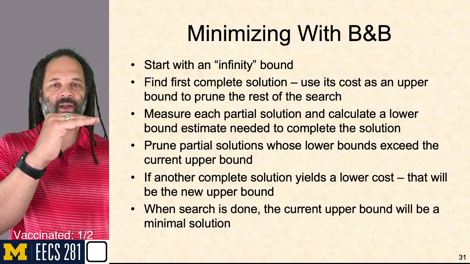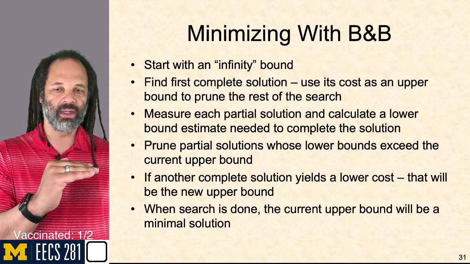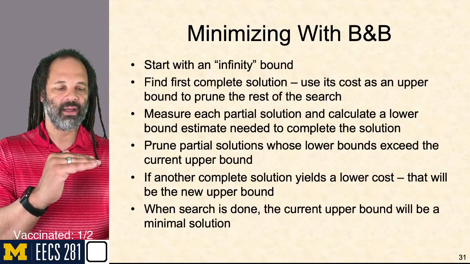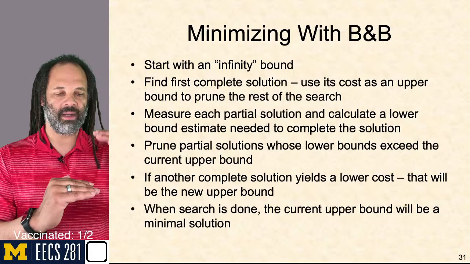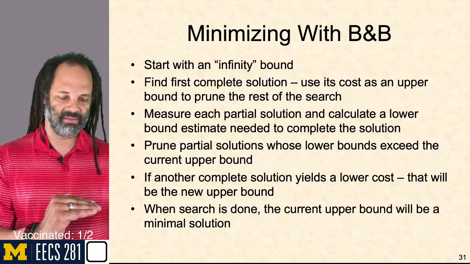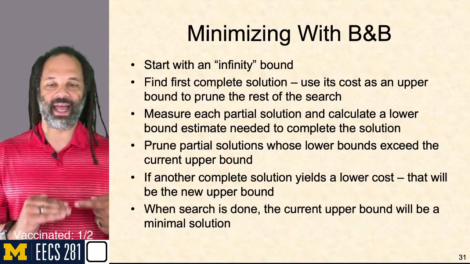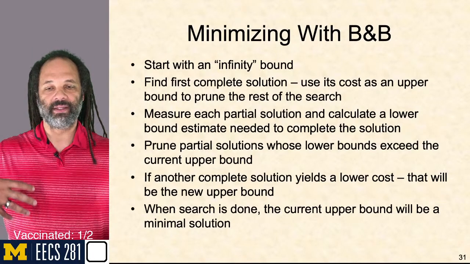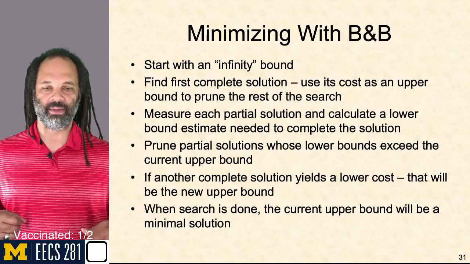If I find another solution that's a little shorter, I lower my upper bound. Every time I see something that looks like it's going to be up here, I throw that away. If I find something better, then I lower my upper bound. When I get done, my upper bound, that's the answer, right? That's the shortest that I could find. So that's the way minimization works. You've got to have this estimate, and it has to be an underestimate with minimization.